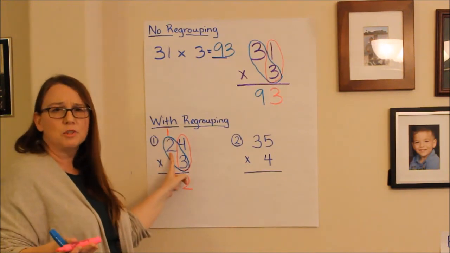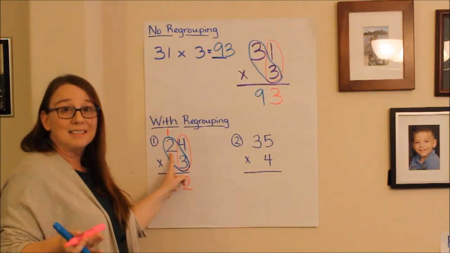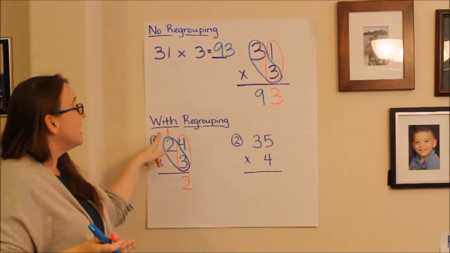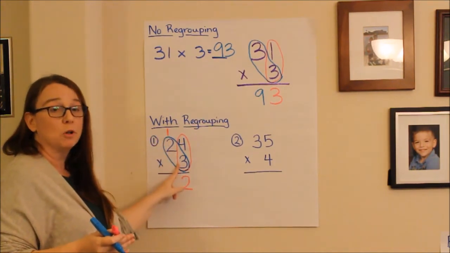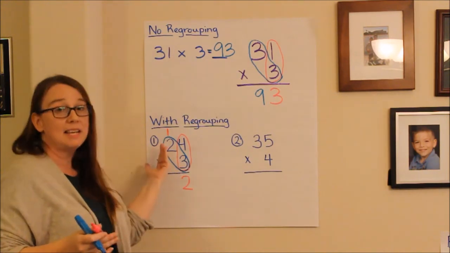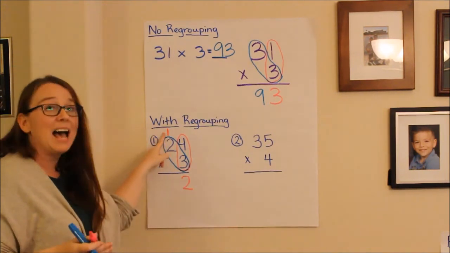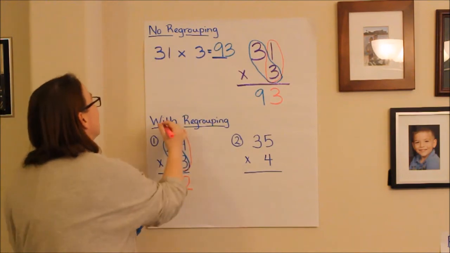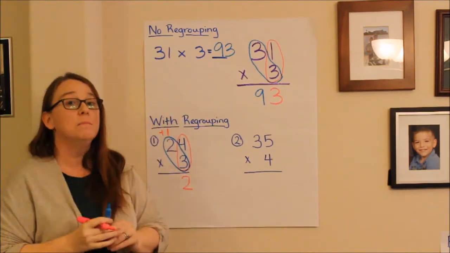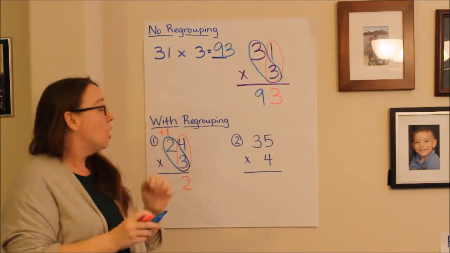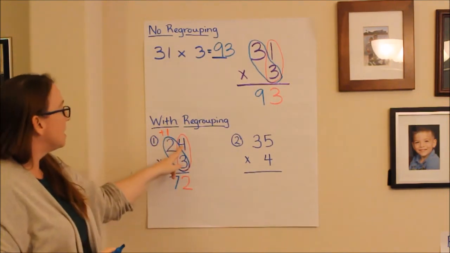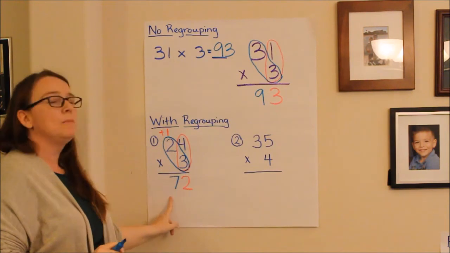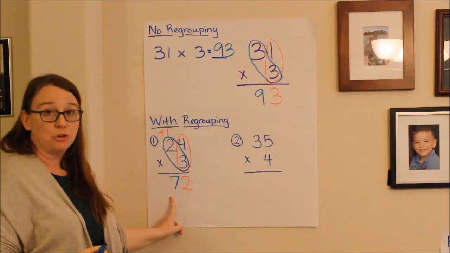Well, what is 3 times 2? That's right, that's 6. But since I have regrouping, I need to take the answer to this multiplication problem, 2 times 3 is 6, and I need to add my regrouping. So I need to add one more to 3 times 2, which would give me 7. So 24 times 3 would be equal to 72.